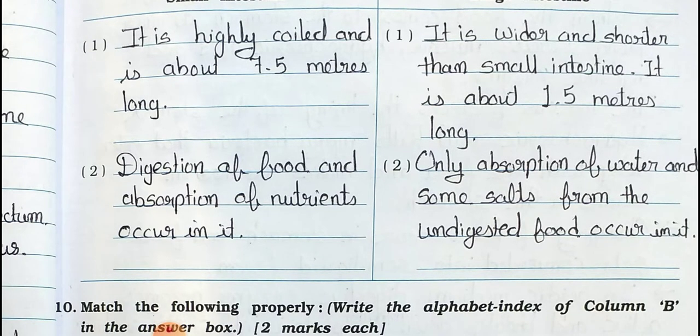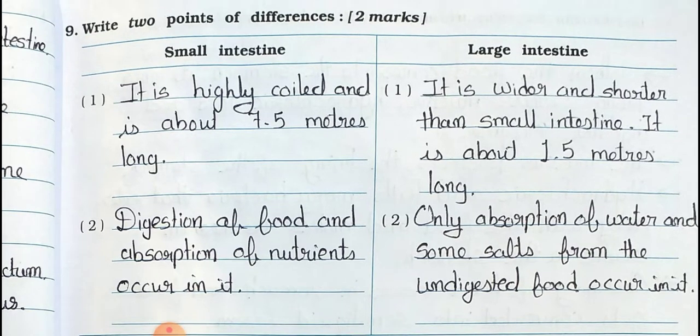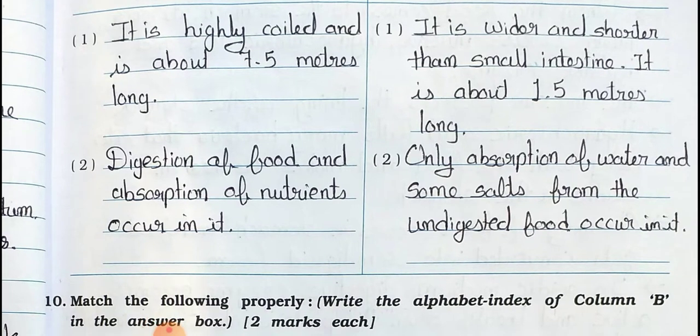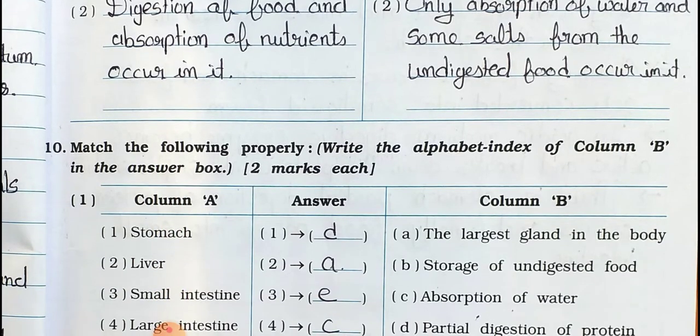Second point, digestion of food and absorption of nutrients occur in the small intestine. And the second point in the large intestine is that only absorption of water and some salts from the undigested food occurs in it. Now see main 10.